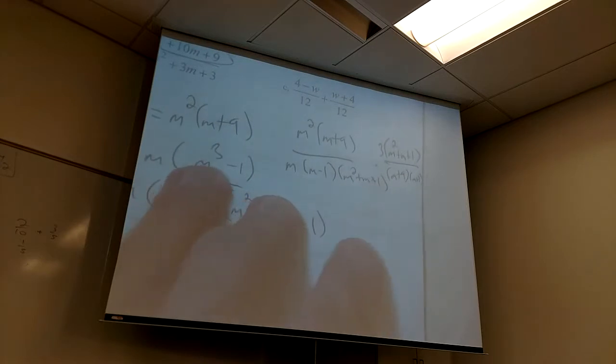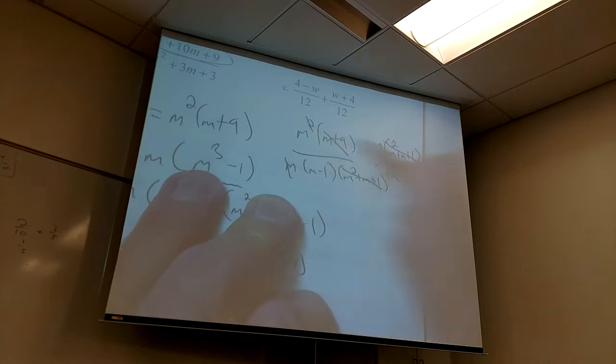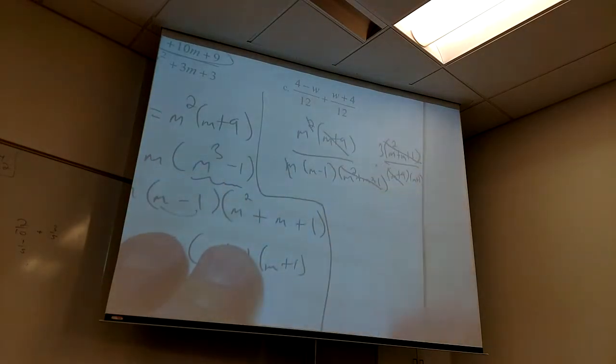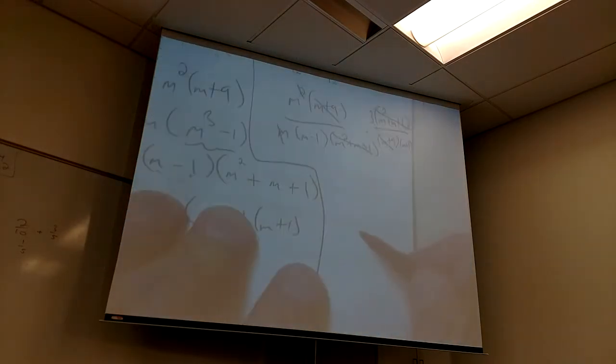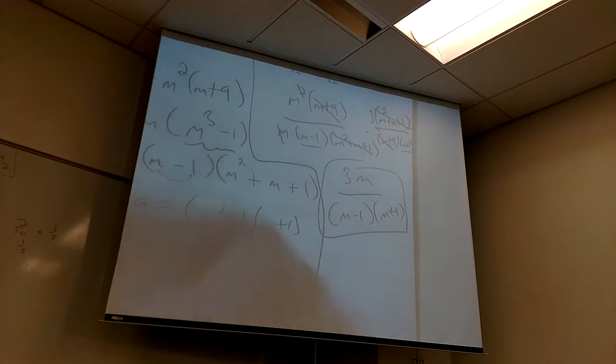And now you can just kind of go to town. The m plus 9s go away. This whole m squared plus m plus 1 goes away. And the m's reduce. You lose an m here. So then you end up with, there's an m left and a 3, so you end up with 3m over m minus 1, m plus 1. And you don't have to re-multiply stuff out. You can just leave it in factored form. There's no point to multiply it out.